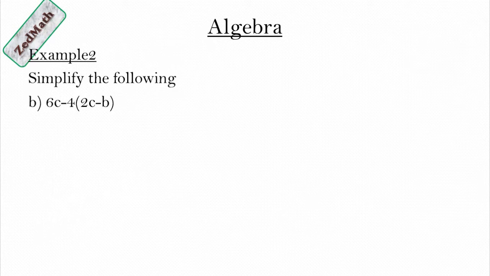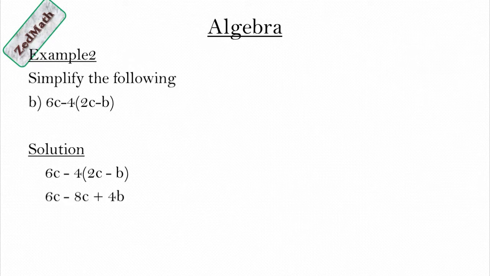Let's move on. This one is just the same as the previous one, but it's sign sensitive. So we have 6c minus 4 open bracket 2c minus b close bracket. Again we do the same. We expand again, taking care of the signs. Negative 4 by 2c is going to be negative 8c, and negative 4 by negative b is going to be positive 4b. So we have 6c minus 8c plus 4b.